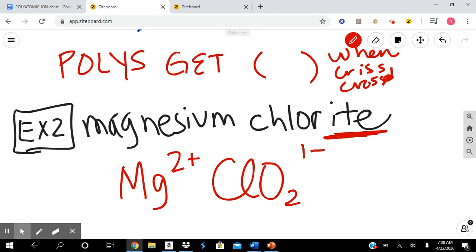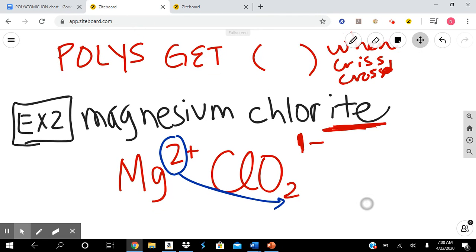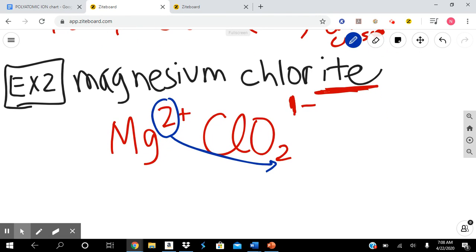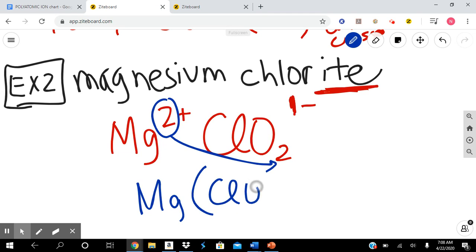All right, so when you look at the charges, you have a 2 and a 1, so they don't cancel. I don't crisscross this 1. This 1 stays exactly where it is. All right, so I'm going to crisscross this 2. But chlorite is a polyatomic ion. So we said that polys get parentheses. So chlorite goes in parentheses. What got crisscrossed goes outside.